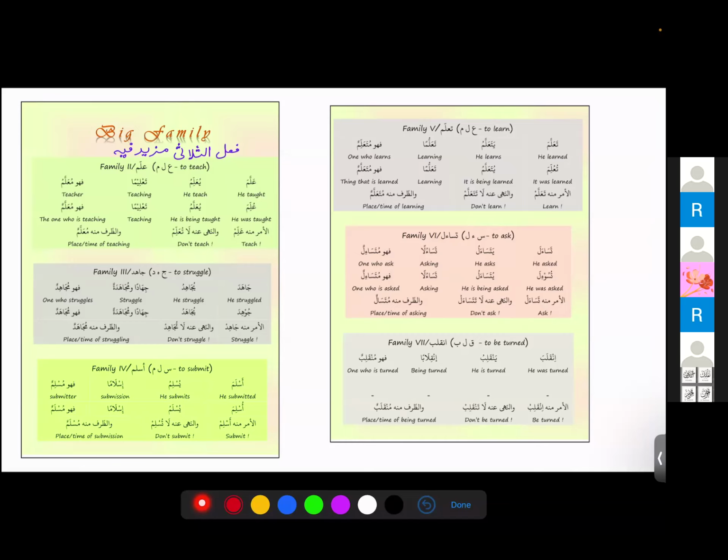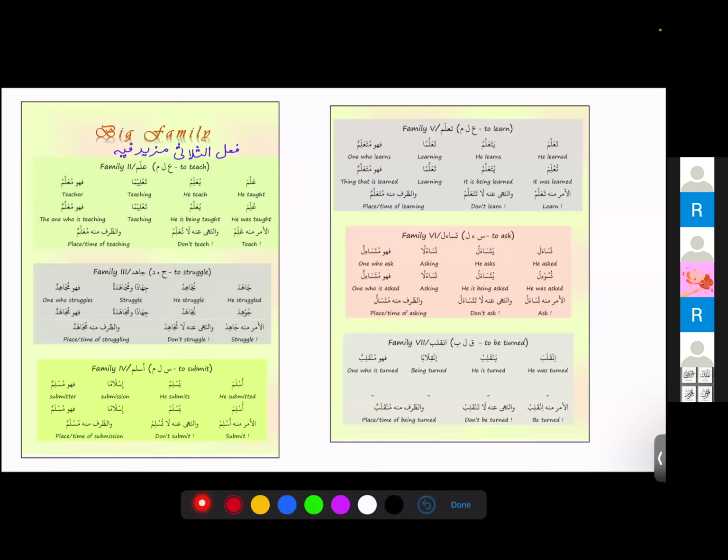What is more in it? Something extra. Extra letters. Not root letters. Root letters are 3. Because why we are calling them Fi'lu Thalathi. What does Thalathi mean? 3. Original. Yeah, so original. Huruf asli. Yeah. So original letters are 3, but then there is some extra member in these families, right?